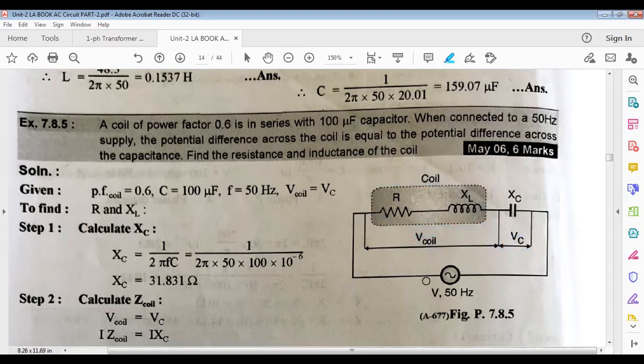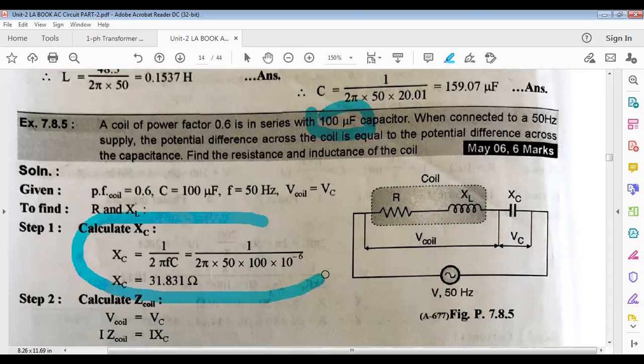Okay. So here, what is given to you? Capacitor is given, capacitance. So can you calculate XC? Yes, ma'am. C is given to you, 100 microfarad. Frequency is given, 50 Hertz. Using this, you can calculate XC. Capacitive reactance unit will be ohm. Okay. Then what is given to you? Voltage drop across coil and voltage drop across capacitor. These two are equal, so you can equate it.